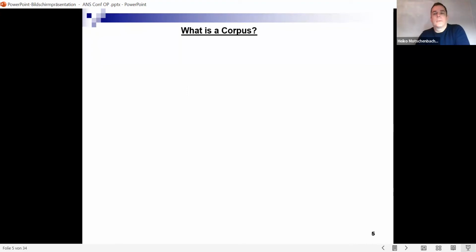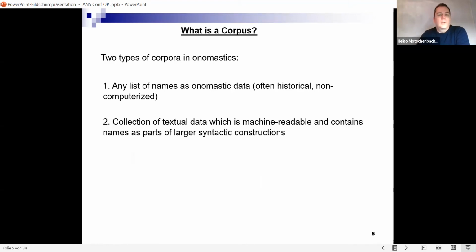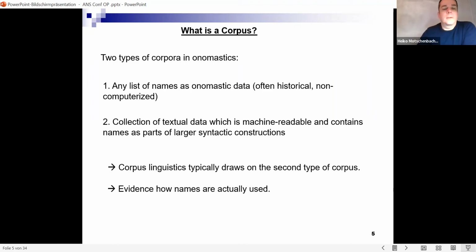Now, what is a corpus? Of course, the word corpus has been around for quite some time, and there are different senses of the word. In onomastics, more specifically, we sometimes talk about a corpus for any list of names as onomastic data. This list may be historical and non-computerized, but this is obviously not the kind of corpus that we would be working with in corpus linguistics. Here, the definition of a collection of textual data, which is machine readable and contains names as parts of larger syntactic constructions, would be the sense of corpus that we would be working with. And we would be working with that to find evidence on how names are actually used.